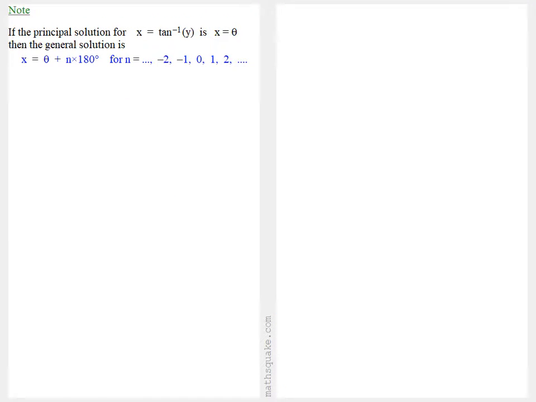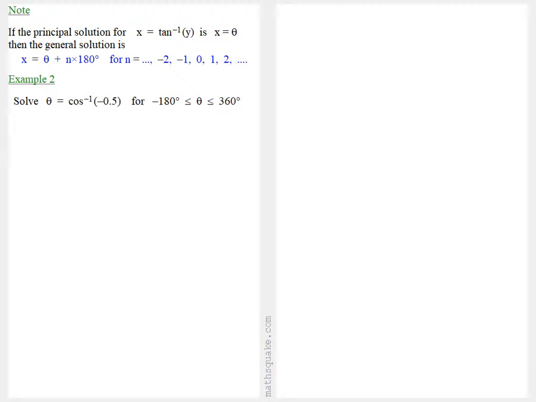Note, if the principal solution for x is the inverse tangent of y is x is equal to theta, then the general solution is x is equal to theta plus n times 180 degrees, where n can take any integer value.